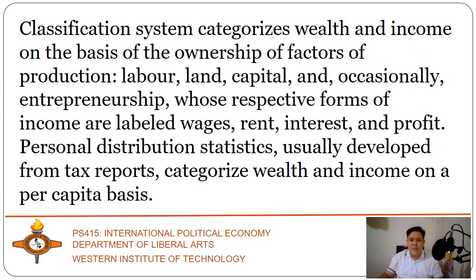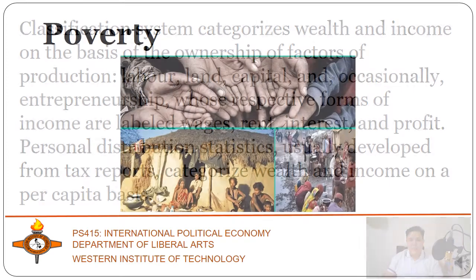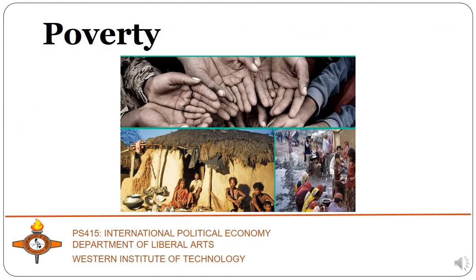Classification systems categorize wealth and income on the basis of the ownership of factors of production, like labor, land, capital, and occasionally entrepreneurship, whose respective forms of income are labeled wages, rent, interest, and profit. Personal distribution statistics, usually developed from tax reports, categorize wealth and income on a per capita basis. So let us move on to poverty.